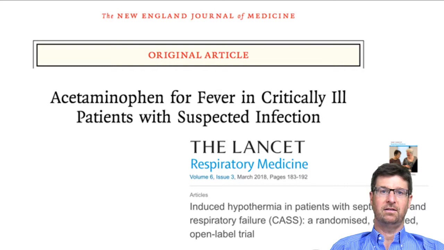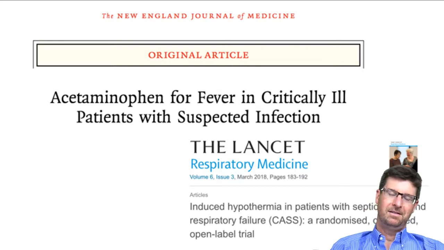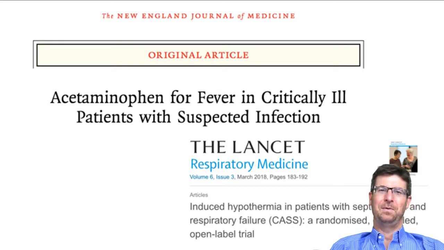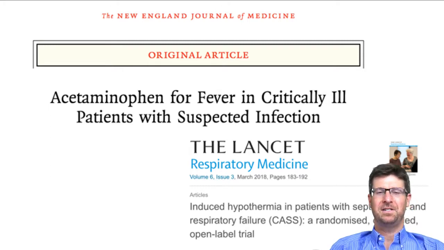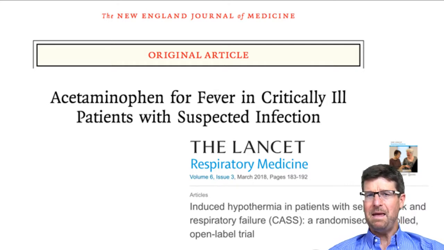This, to me, is excellent evidence, along with the comparative data that we know from other species, along with the observational data that we know in patients presenting to the accident and emergency department, that maybe we don't need to worry so much about trying to control fever. So something to think about.